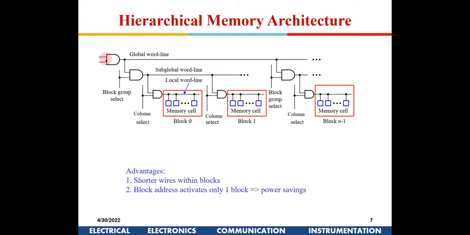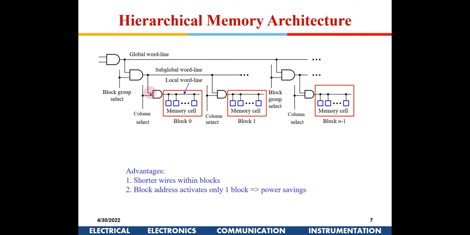So this is the global word line. Depending on the address line, one line will be activated. And then depending on the block, within this global word line there will be several word lines. There is a sub global and word line, right? So there are several memory cells here also, right? So now once you select the particular block and global word, these particular cells will be activated. And there also again you have a column line. So once the column line is activated, only that particular cell will be activated.